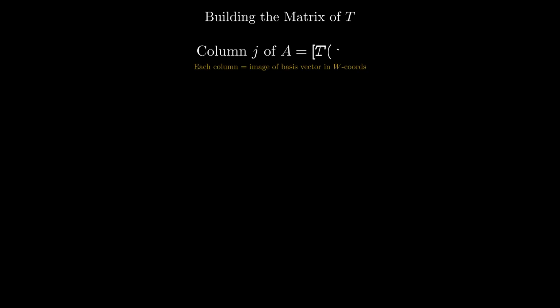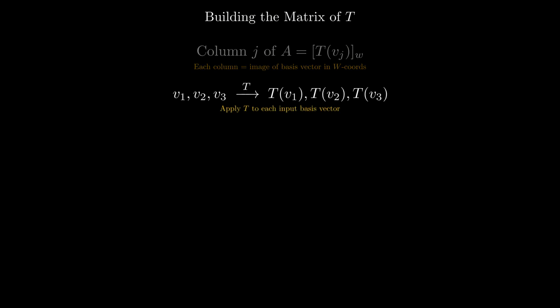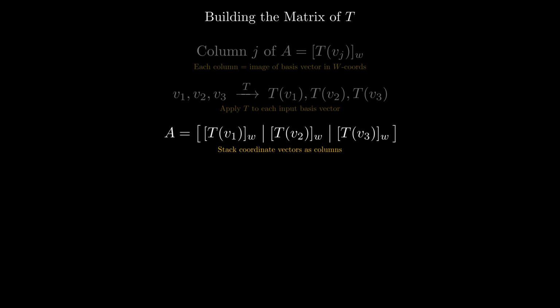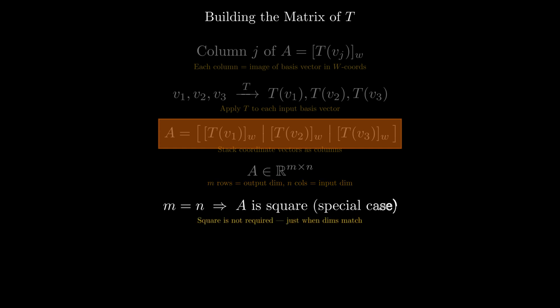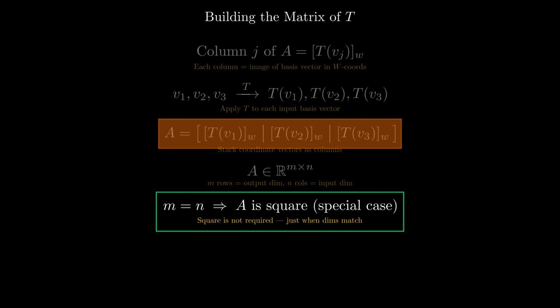Here is the rule that builds every matrix. Take each input basis vector, apply T to it, and write the result in coordinates of the output basis. Those coordinates become the columns of your matrix. The jth column is T applied to V sub j, expressed in the W basis. That's it. Where do the basis vectors go? Read off the answer. That's your matrix. The shape follows automatically. Output dimension rows, input dimension columns. Square matrices are not required. They're simply the special case where the input and output spaces happen to have the same dimension.